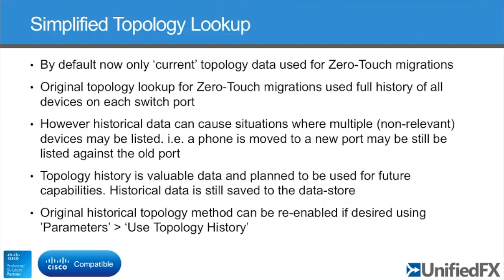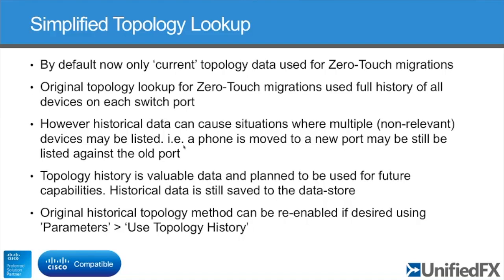So, for example, that third bullet point there, a phone that's moved to a new port may still be listed against the old port, but a new port as well. It's not gone off the system anymore. It's still alive somewhere else, but it's not really relevant for an old to new swap, if you know what I mean. So by using the current topology data and non-historical, that just means the historical data doesn't get in the way. I guess that's what I'm trying to say.